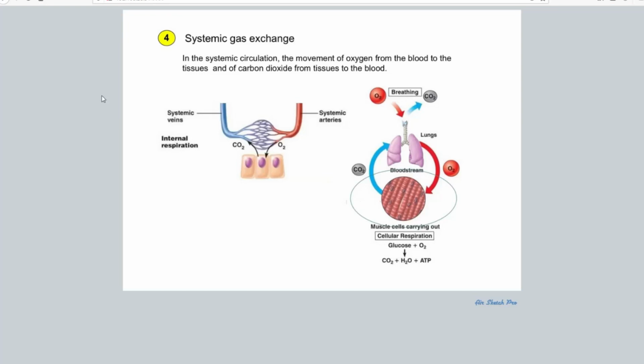And the last process that I wanted to look at here is systemic gas exchange. And this occurs, like it says, in the systemic circulation, and it involves the movement of gases between the systemic capillaries and the cells of the body, essentially.